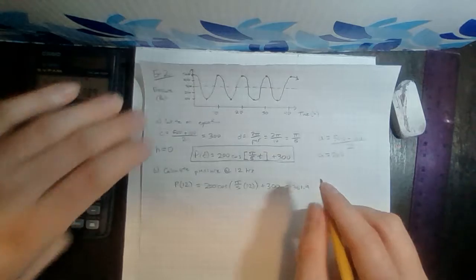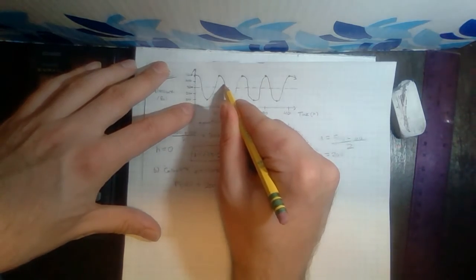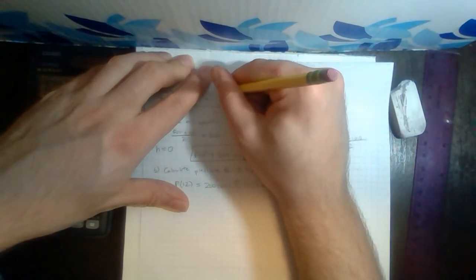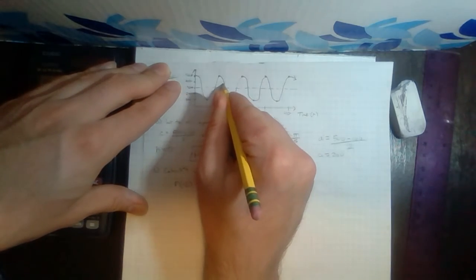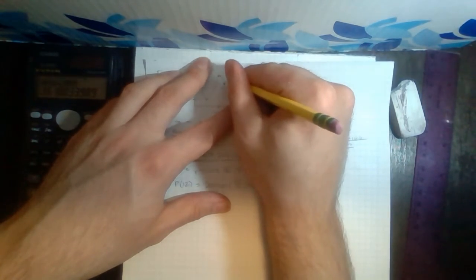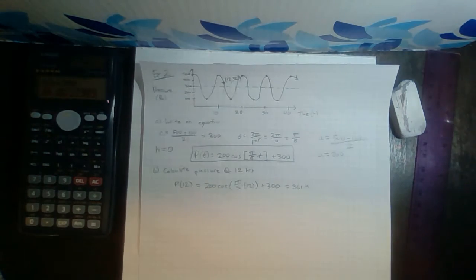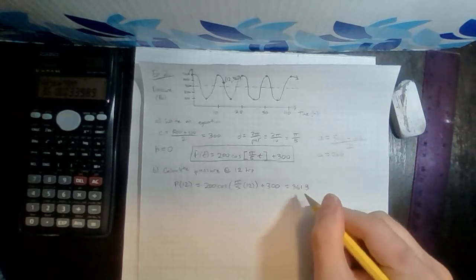It is 361.9. So P of 12, somewhere in here, should be about 362. Yeah, looks reasonable. That is our point here, 12, 362. That should have been 0.8. 361.8, not 9.